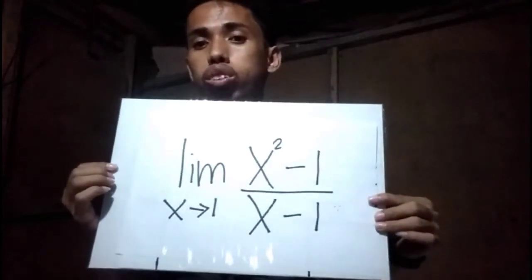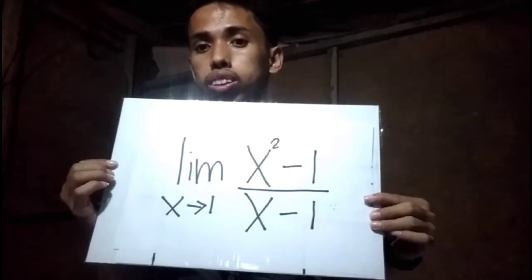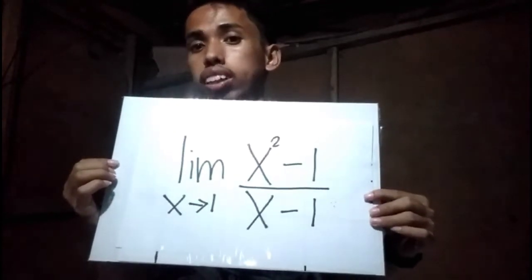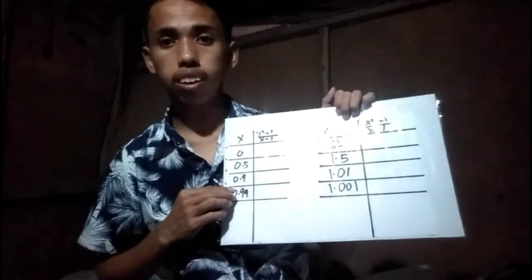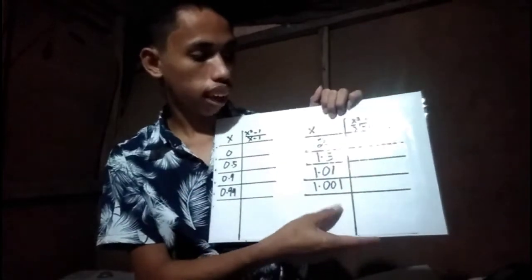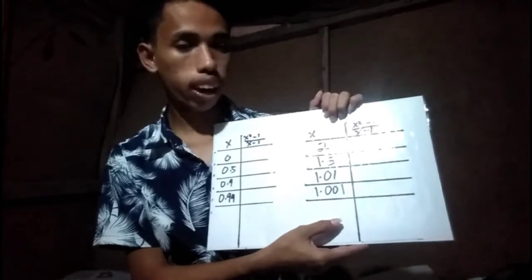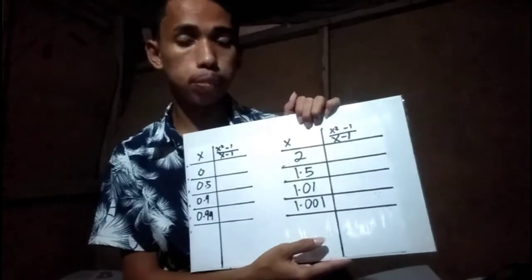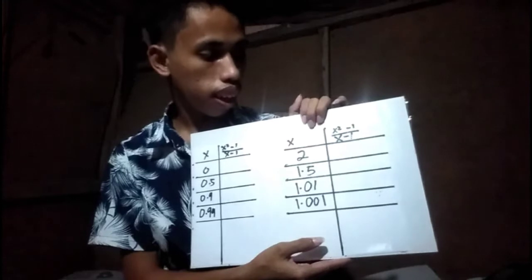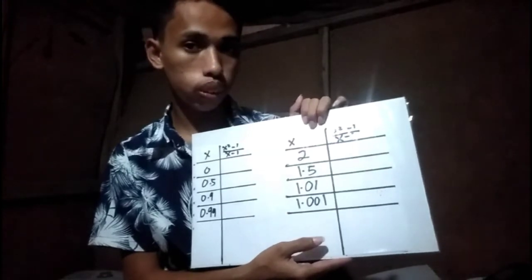First, the limit of x squared minus 1 over x minus 1 as x approaches 1. So let's find the limit using a table of values. For us to be able to find the limit of our first example, let us have two tables. Let us separate those tables just like this. I have put the values of x here that are less than 1 but still approaching 1. Then on this side, I have put the values of x greater than 1 but still approaching 1, so that we can find the limit of this function, x squared minus 1 over x minus 1.